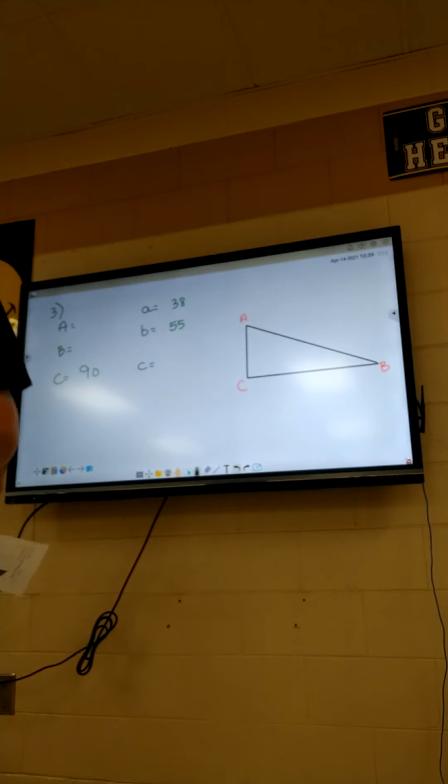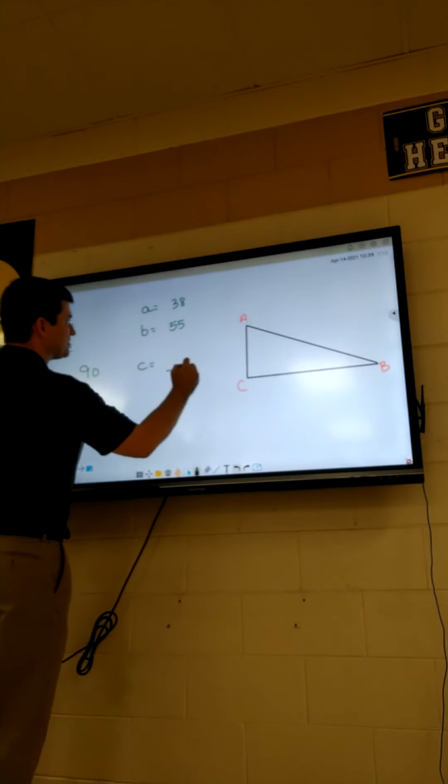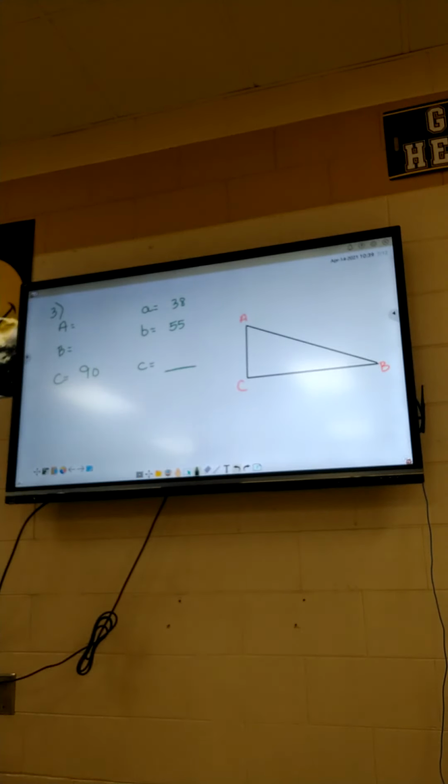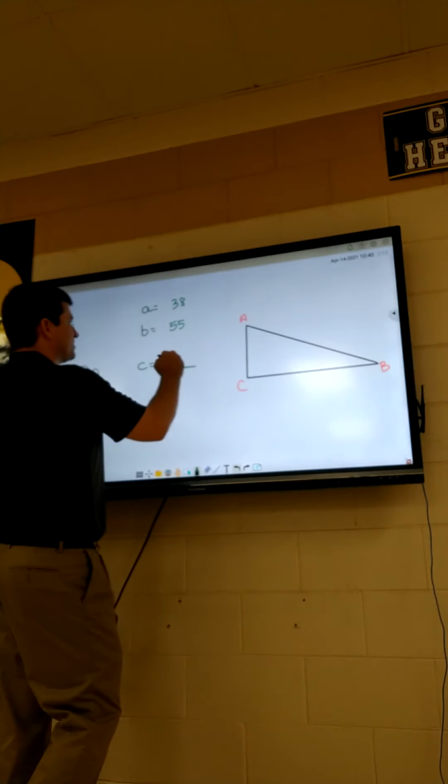All right, Brantley, what's going to be our first step on number 3 if I want to find this missing side right here? 38 squared plus 68. What'd you get? I got 4,469. Square root it to 66.9. I agree. Everybody got 66.9.